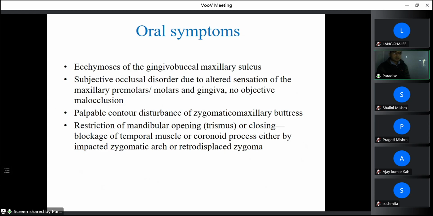In case of ZMC fracture, there may be reduced mouth opening. The mandible movement will be restricted due to either impingement over the temporalis muscle or coronoid process, or due to posterior displacement of the zygomatic bone.